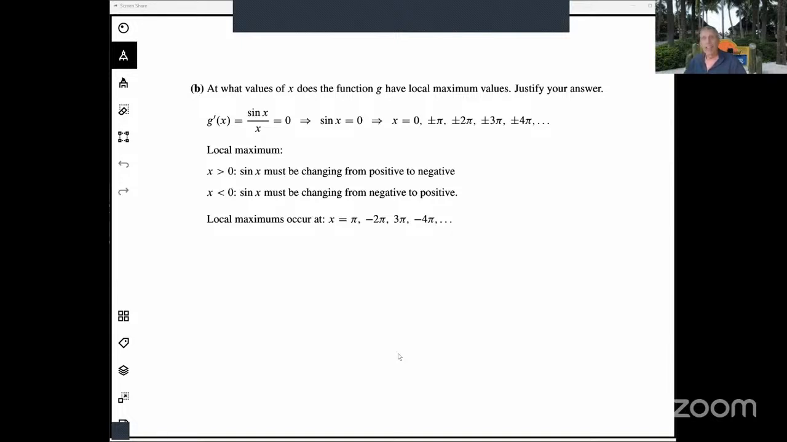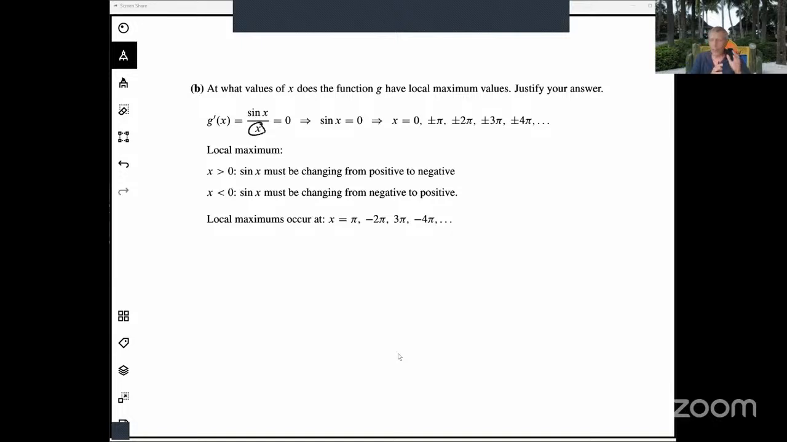But where do we get a local maximum? Now you're going to think about this. If x is bigger than 0, then the sine of x has got to change from positive to negative to give me a local max, right? Because this denominator would be positive. Where x is less than 0, the sine of x has got to change from negative to positive, right? That would make the first derivative change from positive to negative and give me a local max. Got to think about that a little bit.